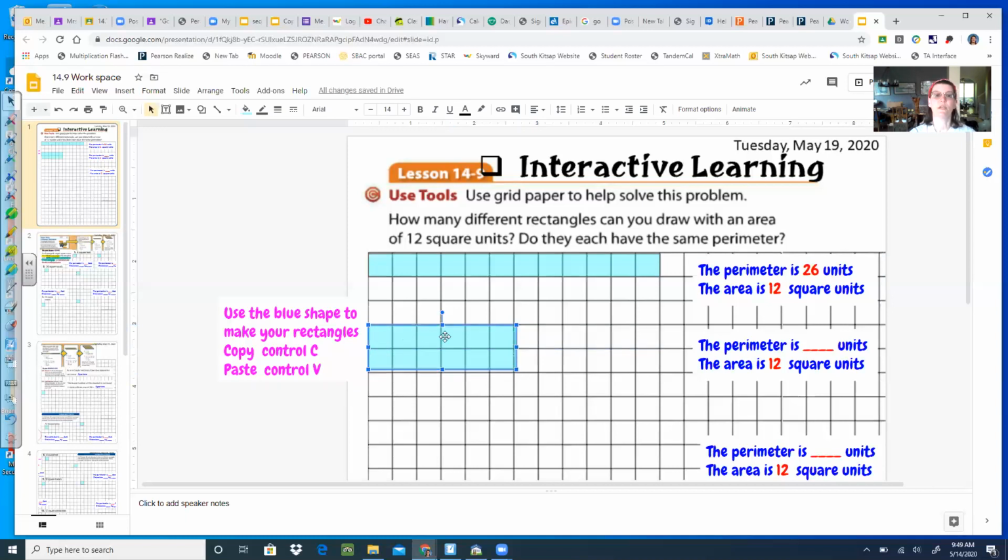1, 2, 3, 4, 5, 6. 2 by 6. So I got the correct area. My area is 12. Now I need to figure out the perimeter. You can either totally count your way around. Okay, so we have 6 plus 2 is 8. 8 plus 8 is 16. This one's perimeter is quite a bit smaller. We go from 26 to 16.